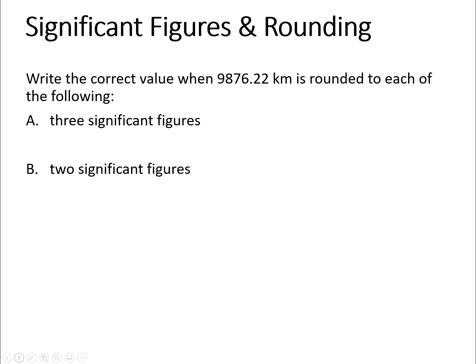This time, we've got a much bigger number, 9,876.22 kilometers, and I want you to round that to 3 sig figs and 2 sig figs. I'll give you another minute, and then I'll check back in. All right, y'all, talk to me. 3 sig figs. How do we round this?